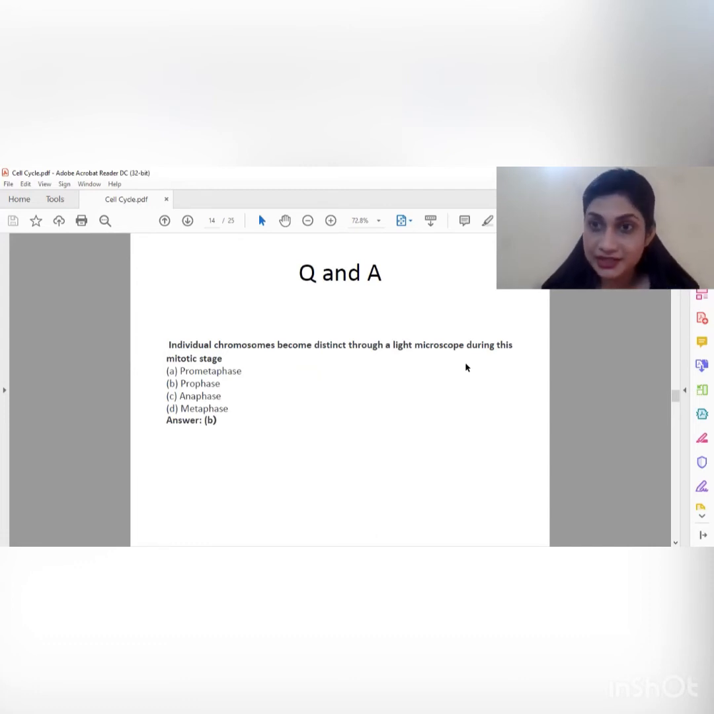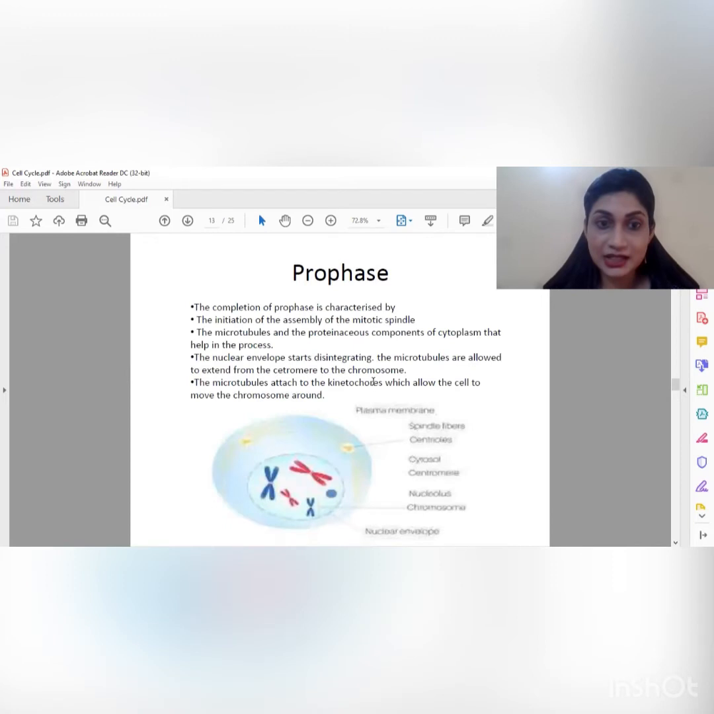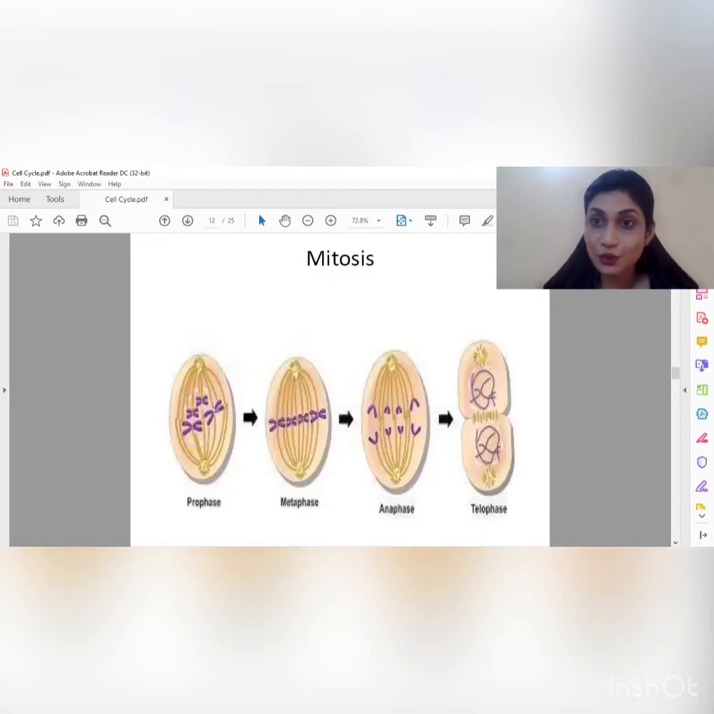And what will be happening? What will be happening is that you can see condensation of chromosomes, spindle fibers, and centrioles at opposite poles. These are the main characteristics of this stage.